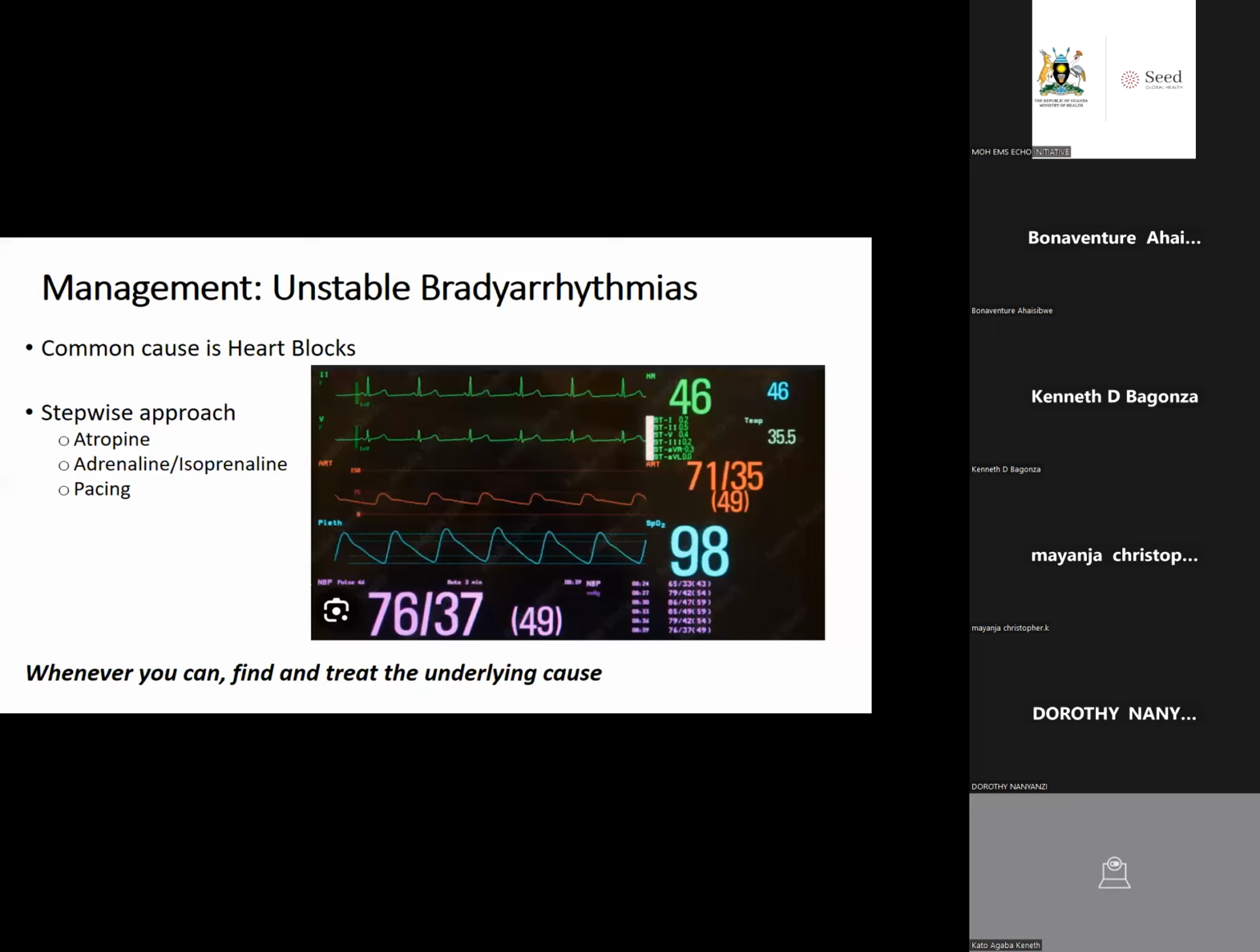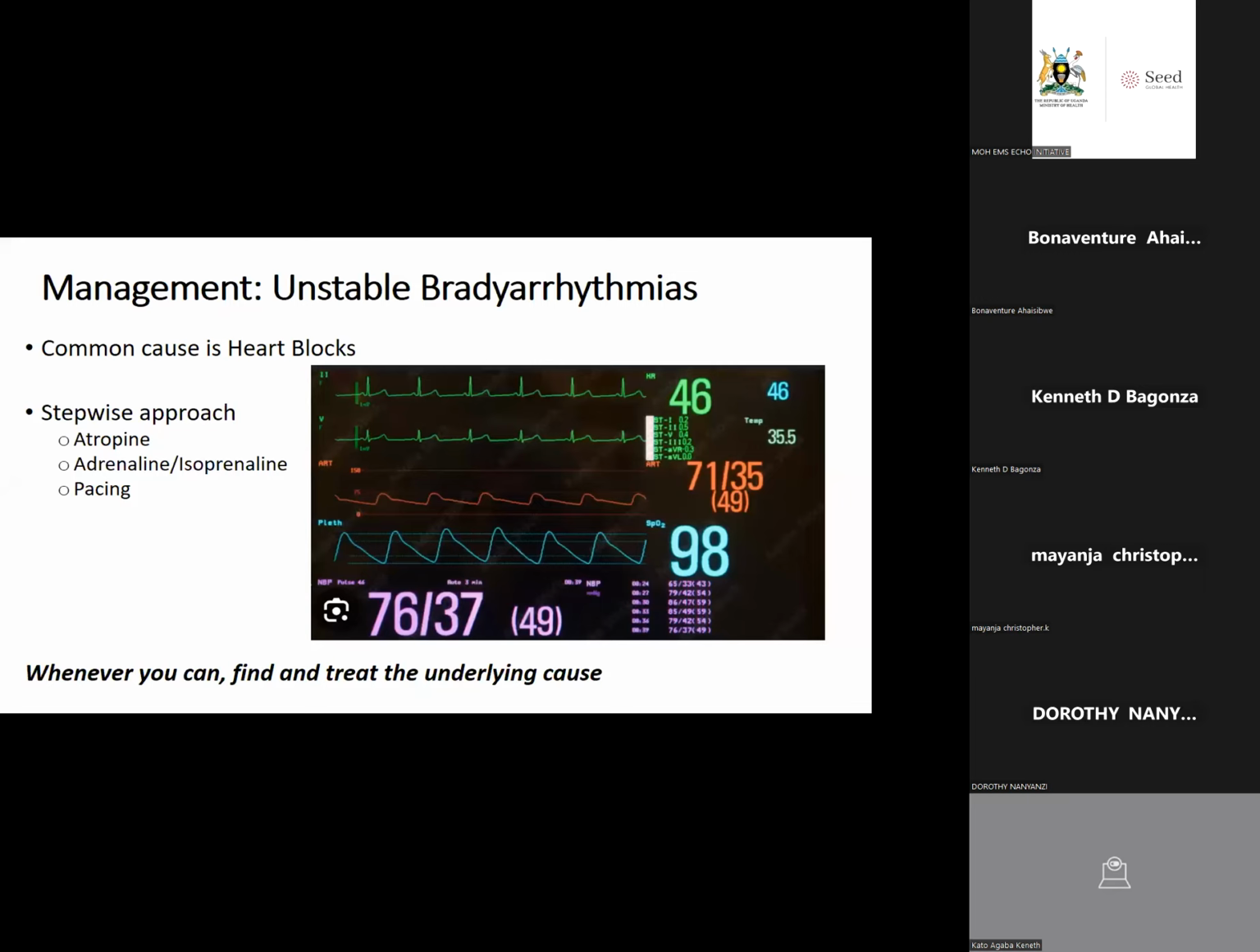Then lastly, if these things fail, or you anticipate that they will not work very well, ultimately the patient will require pacing. So pacing is a bit of a specialist intervention. There are 2 types of pacing. Basically you're taking over: you're going to set the rate at which the heart is beating, because it's beating too slow. You want to use an external piece of equipment to set the heart rate at which the heart should beat.